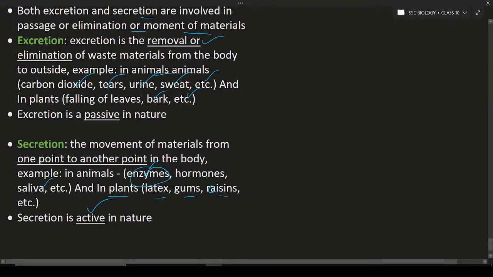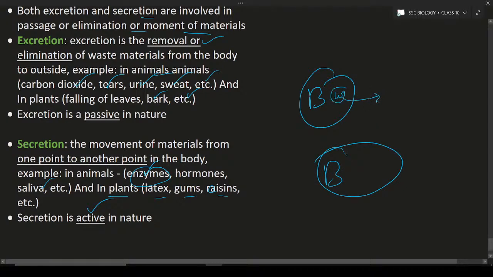So how is excretion different from secretion? Remember one thing. Let us consider this is a body, and this is also a body. Waste materials are there. The waste materials will be removed from the body to the outside, into the environment. This is nothing but excretion.